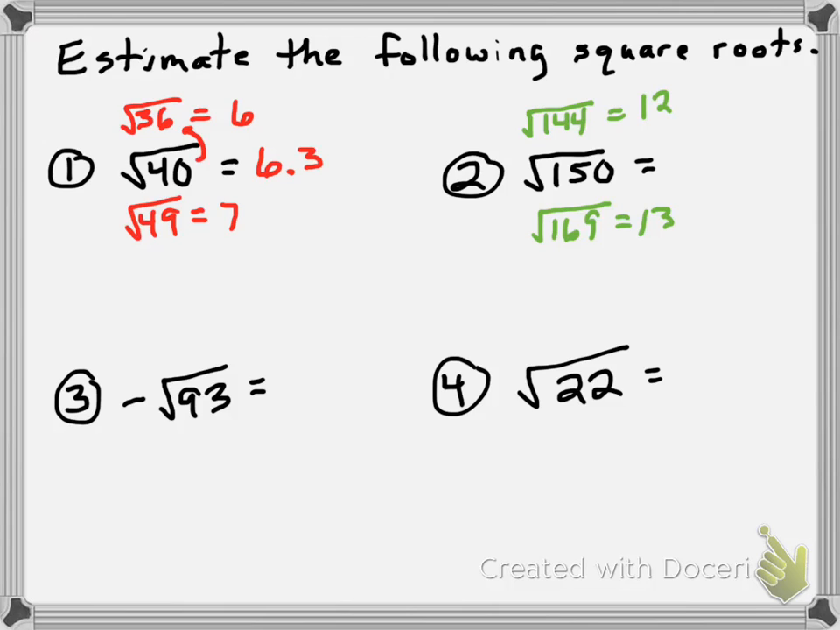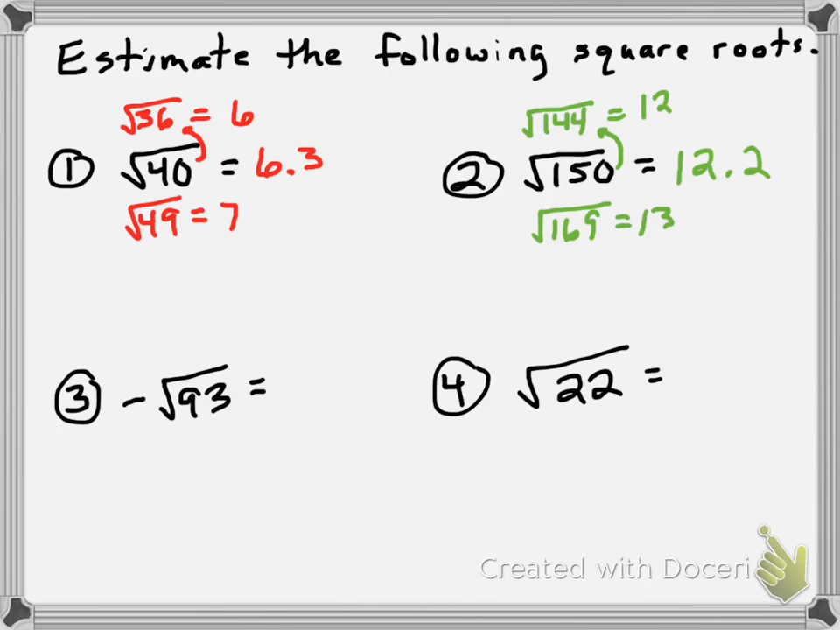Now I can see that the 150 is closer to 144. It's only 6 away from that. It's 19 away from 169. So I'm going to say it's 12.2. Again, really doesn't matter as long as you do 12.1, 12.2, 12.3, any of that's fine. Alright, so now let's look at number 3.